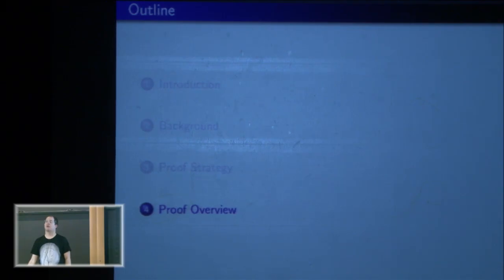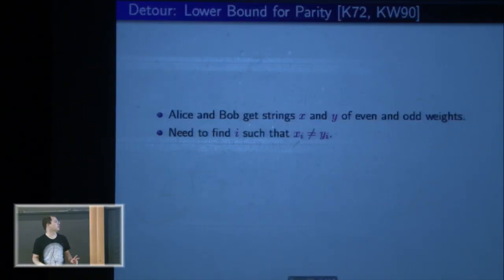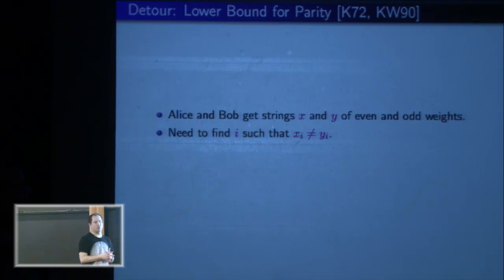Exactly. But indeed, since this discussion leads us here, let's talk about what the lower bound for parity looks like. So, what's the KW relation for parity? Alice and Bob get two strings, x and y, such that x has an even Hamming weight and y has an odd Hamming weight. And they want to find some coordinate i on which x and y differ.